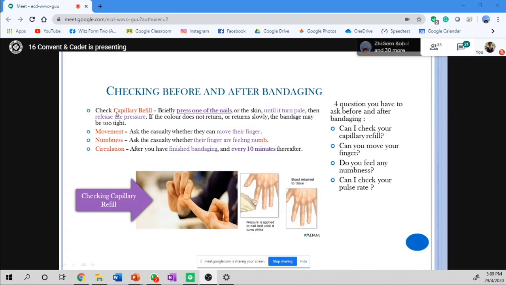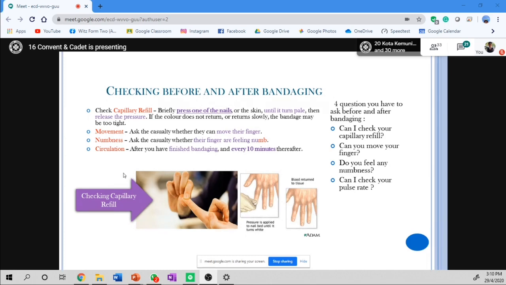So the first one, you have to check for the capillary refill. Capillary refill, you can see the picture here. You press your nails, then you release the pressure. If the color does not return or returns slowly, it means the capillary refill is abnormal. Then you have to release your bandage, then tie it again, maybe because the casualty might feel uncomfortable with it.